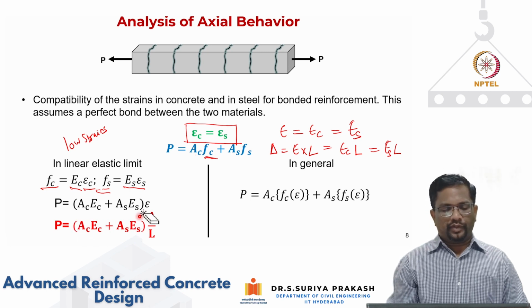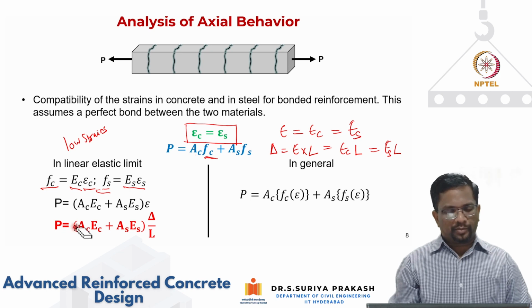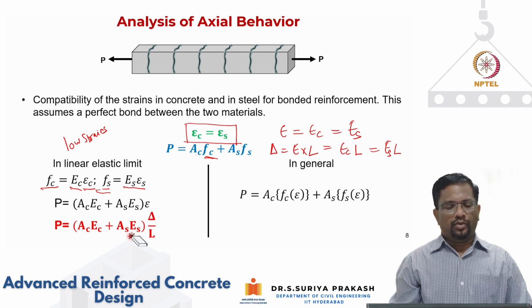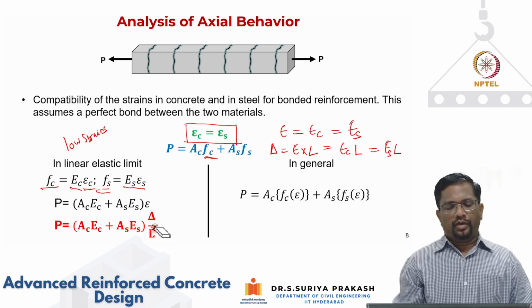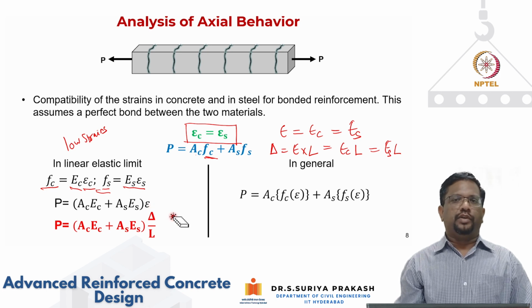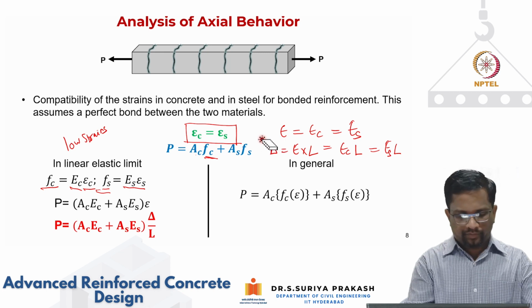So in this way, for very low strain, the load deformation behavior can be written. You can see for very small strains, the load resistance can be expressed as area of concrete multiplied by elastic modulus plus area of steel multiplied by elastic modulus of steel, the whole thing multiplied by delta by L. Now again delta, if you want, you can calculate from the strain as strain multiplied by length will give you the deformation. So that's what we have seen here.